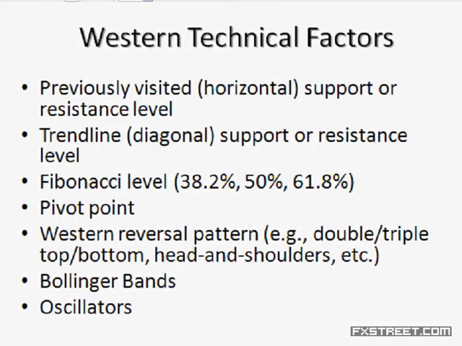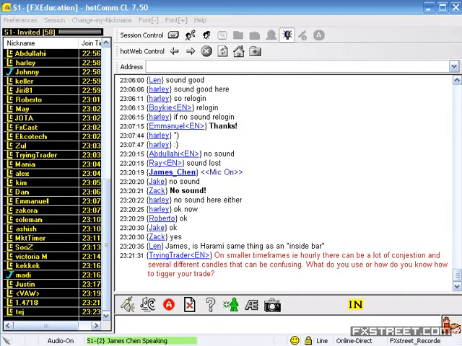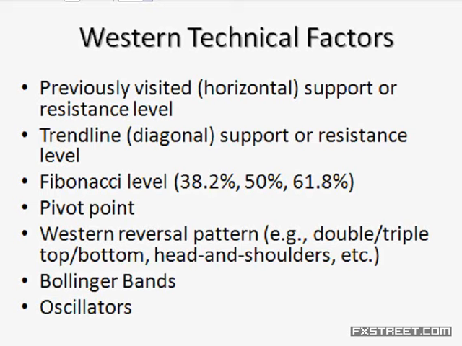Trying Trader asks: on smaller time frames, i.e. hourly, there can be a lot of congestion in several different candles that can be confusing. What do you use and how do you know how to trigger your trade? Great question there. Really, really good question, Trying Trader. Once again, on an hourly chart, yes, there's lots of noise, lots of congestion, and you have a bunch of different candlesticks that are showing you different things. Now, that's exactly why I will never take a trade based upon a candlestick alone, okay?